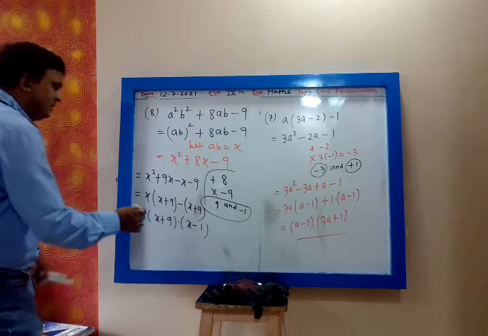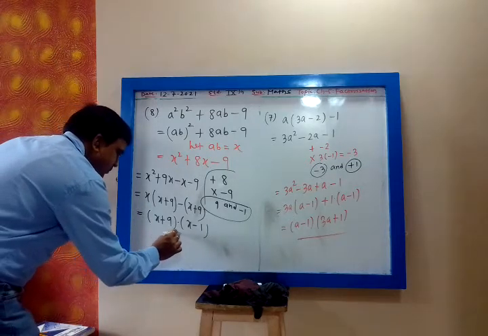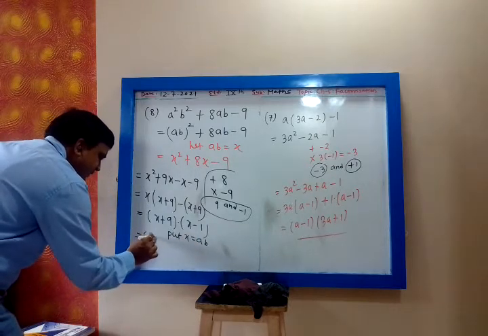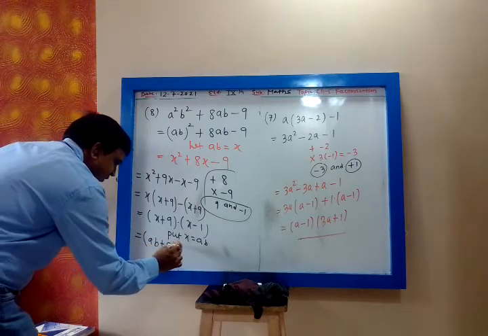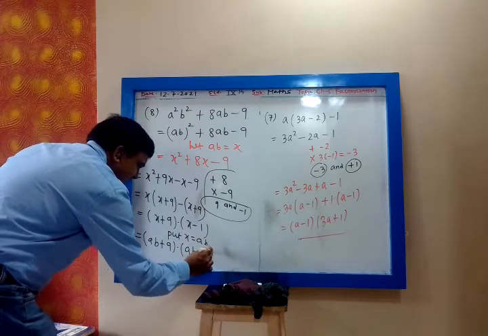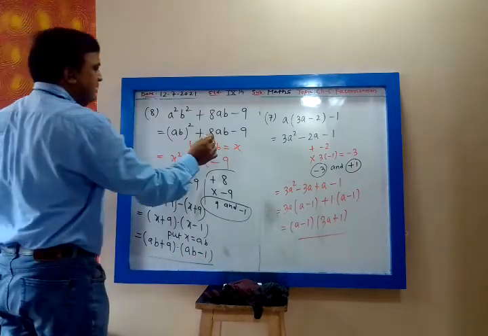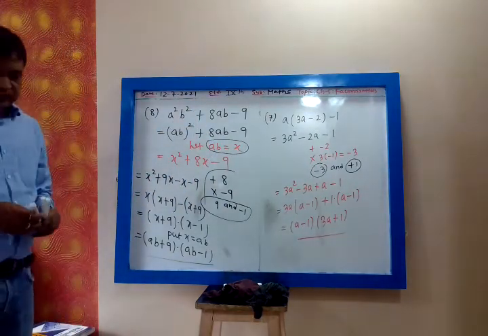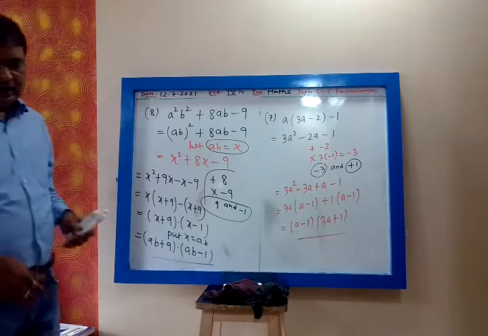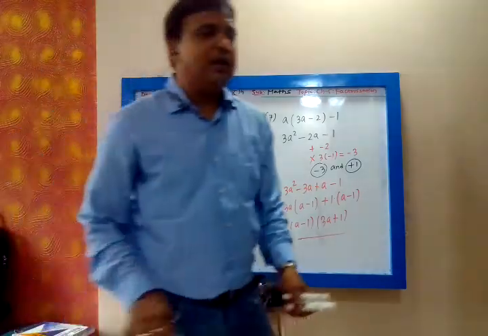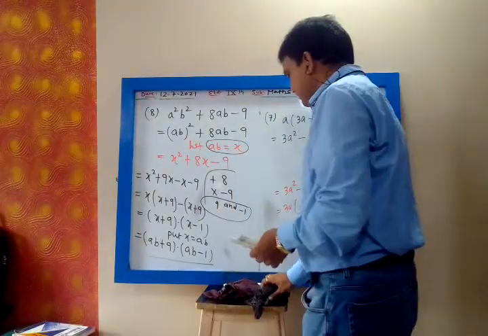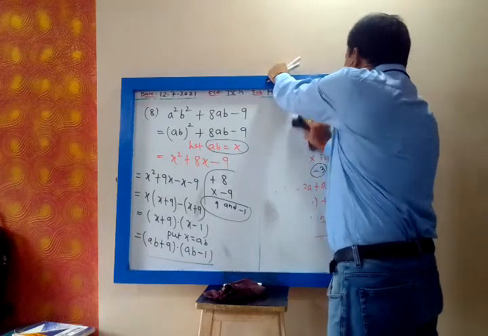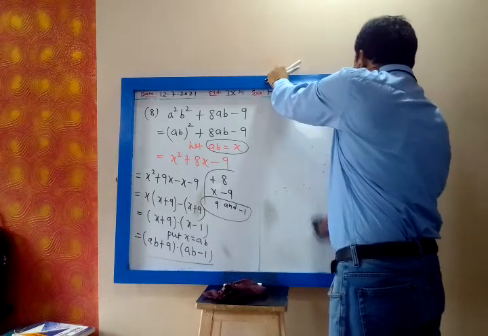Put the value of x. x is equal to ab now. So this becomes ab plus 9 into ab minus 1. So whenever there are two variables, we can write that as one variable. We take ab as x. If you can identify directly, then there is no problem. But if you have problem in identification because of two variables, you can convert that into one variable. ab I will write x.